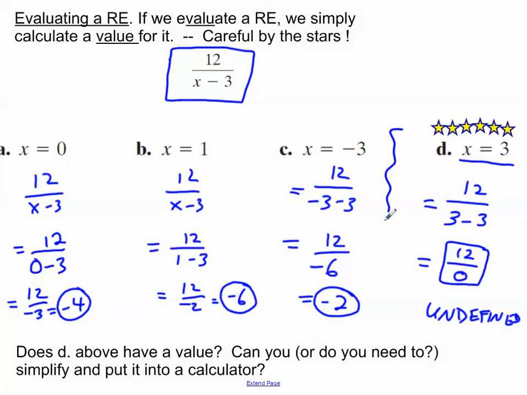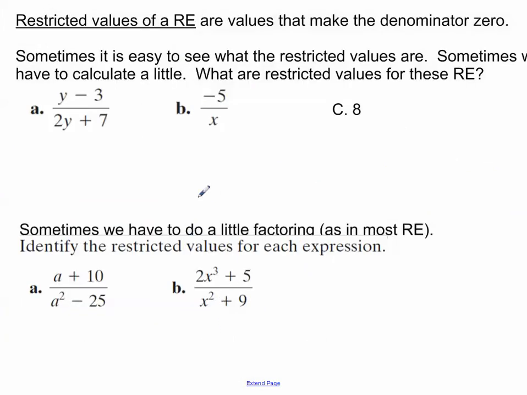Everything over here on the left, we can evaluate. We just get a value for the expression 12 over x minus 3. When we substitute x equals 0, we've got a value. When we substitute x equals 1, we've got a value. When we substitute x equals negative 3, we've got a value. When we substitute x equals 3, we have a problem. We have an undefined situation. So does it have a value? Not really, it's undefined. If we need to, we can plug in 12 divided by 0 and the calculator tells us it's not a valid number. So we move on. That leads to our third topic, restricted values.